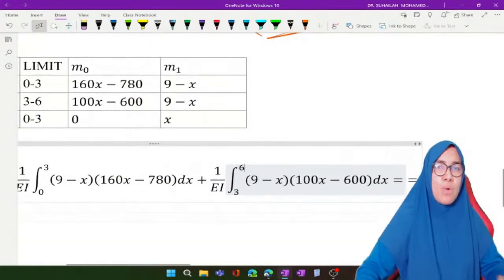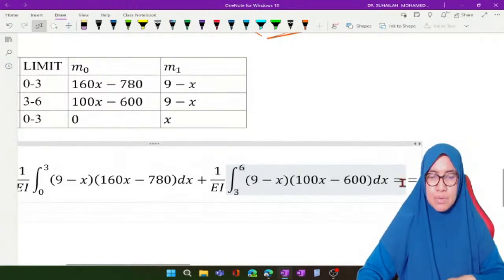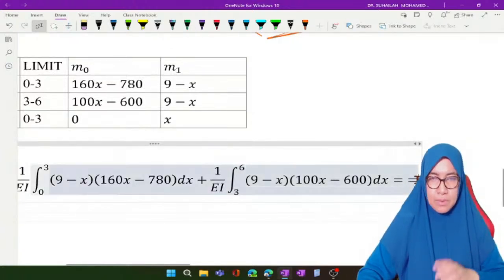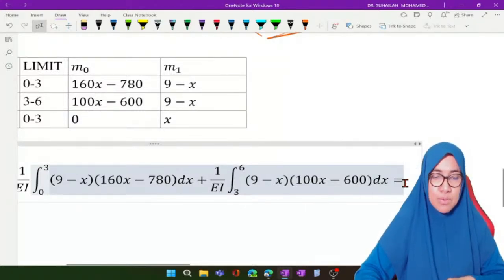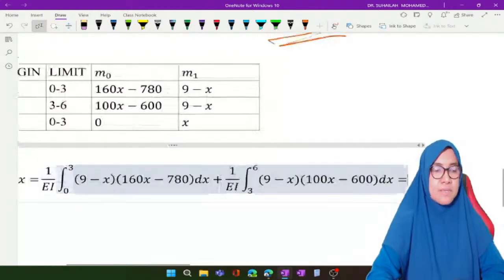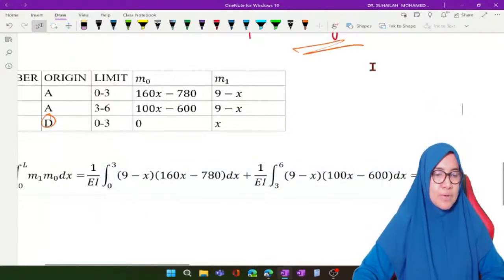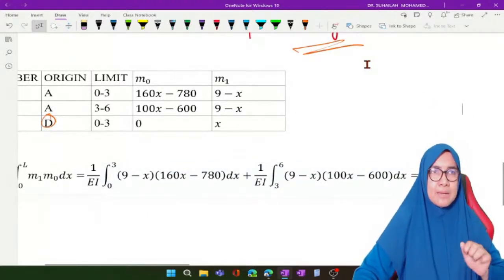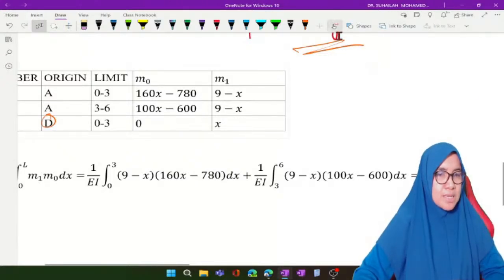And for the third one, since M naught is equal to 0, it doesn't matter, we don't need to write it. So we just need to solve this. Please solve this and tell me what is the answer.